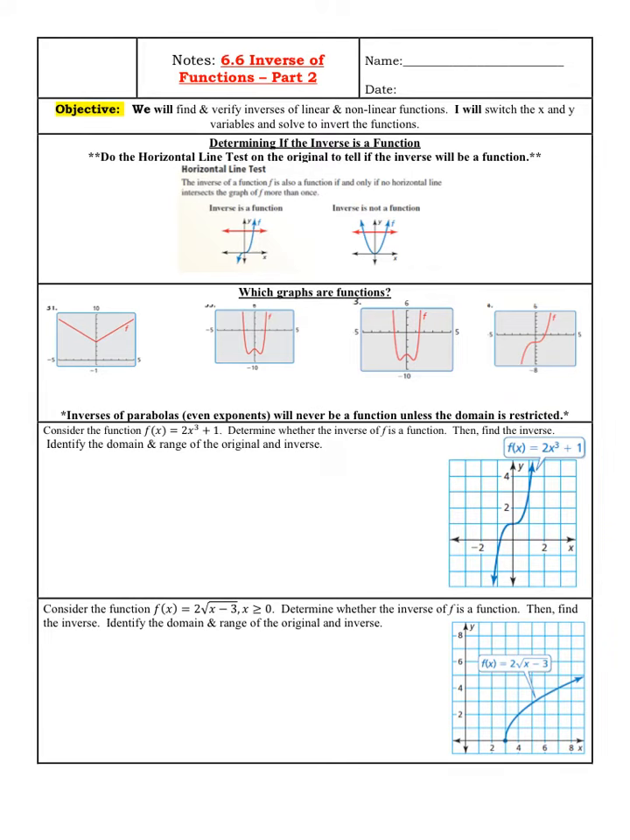Hey everybody, welcome back to Chapter 6, Section 6, Part 2. Here we're going to talk about proving whether a function is an inverse and then determining whether that inverse will be a function or not. So we're going to talk about something called the horizontal line test, and I'm going to relate that to what you've seen before, and that's the vertical line test.